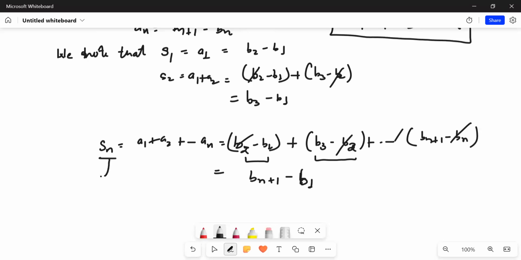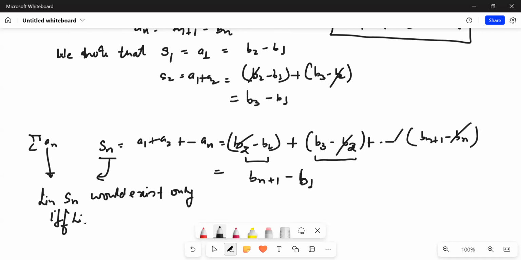So the limit of Sn would exist, or in other words, summation an would exist, if and only if limit bn exists.